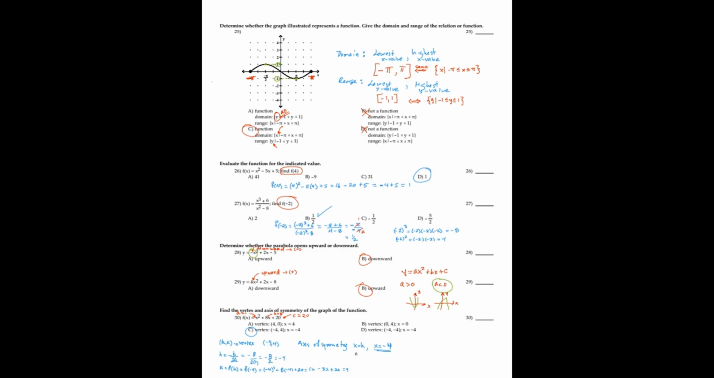Teacher, is it B? C, answer C, right? Yep, negative 4, 4 and x equals negative 4. Now, similar to that is the next one. That is going to be the last one we're going to solve because we don't have time for more, really.